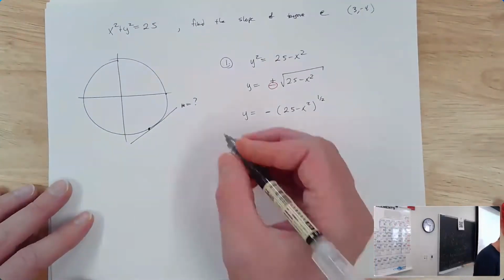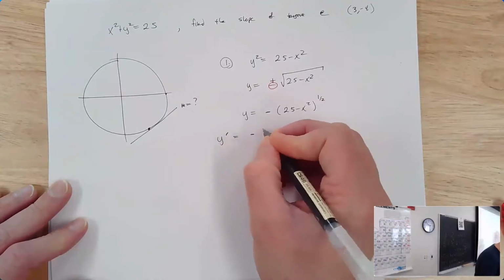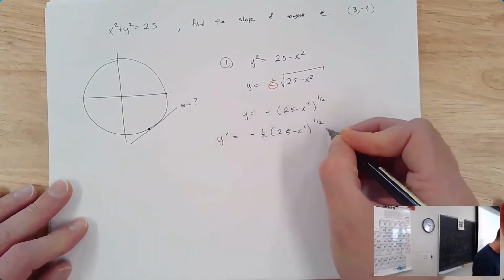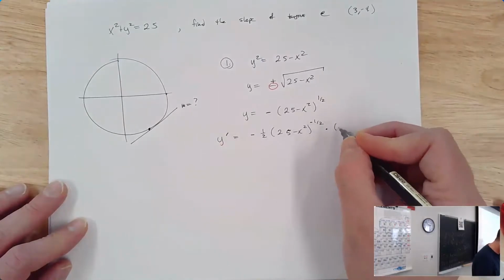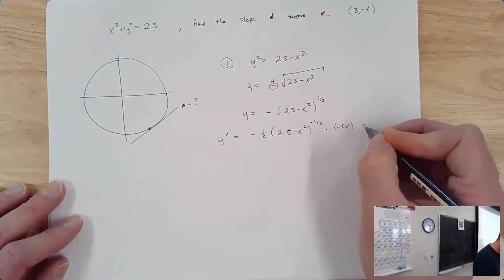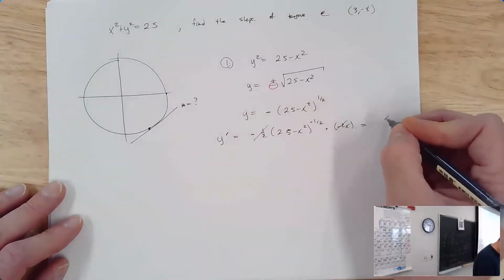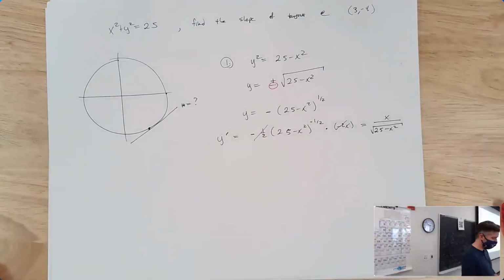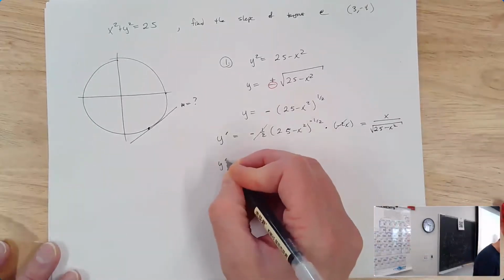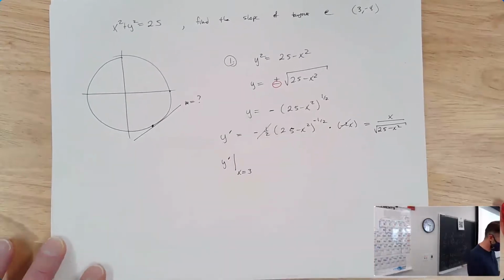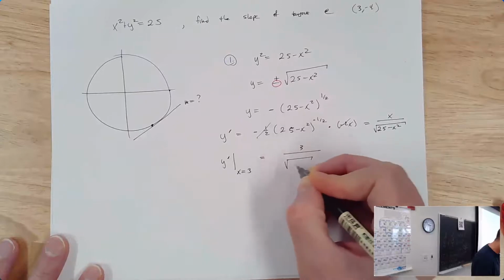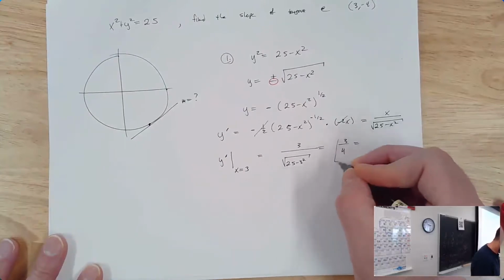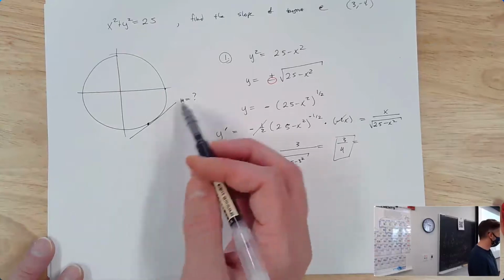Let's take the derivative. The derivative is going to be negative 1/2 times my stuff to the negative 1/2 power, times the derivative of negative x squared, which is negative 2x. And simplifying just a little bit, the negative 2 and the negative 1/2 cancel. You get x divided by the square root of 25 minus x squared. And then if I plug in x equal to 3, y prime evaluated at x equal to 3 is going to give us 3 over the square root of 25 minus 3 squared, which is 3 over the square root of 16, which seems reasonable, right? It looks like the right kind of deal.